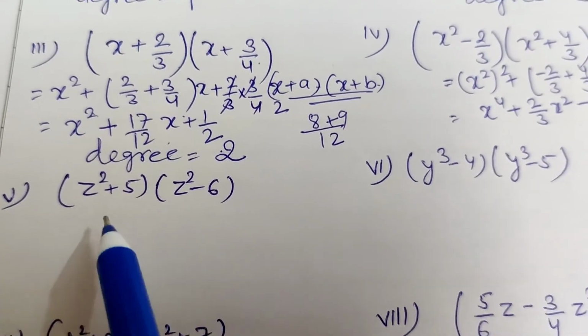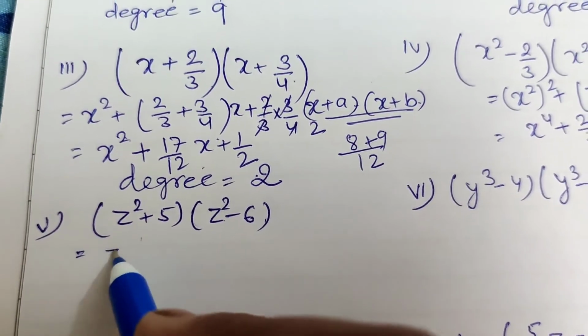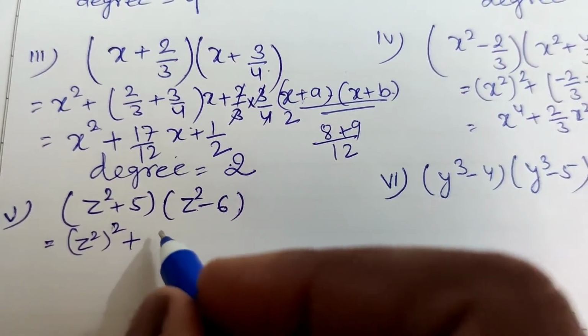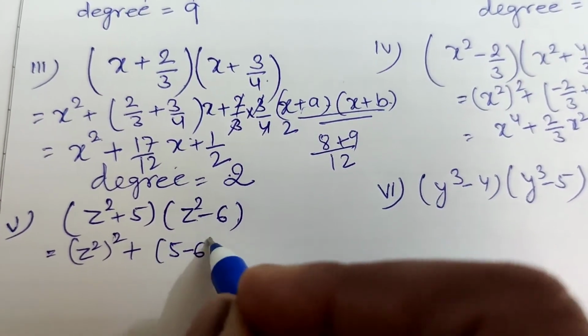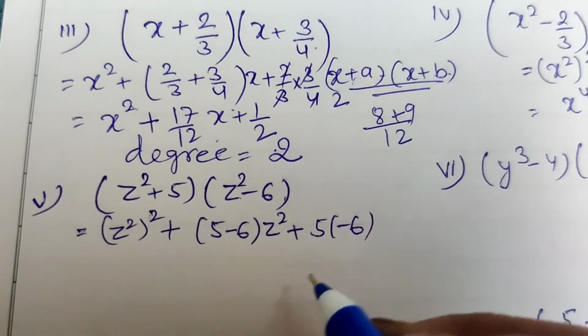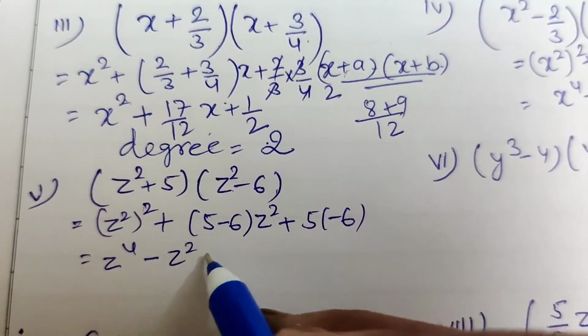The fifth one is (z square plus 5)(z square minus 6). This will also be solved by the same formula, (x plus a)(x plus b). 5 minus 6 into z square plus 5 into minus 6. It is z raised to power 4 minus z square minus 30.